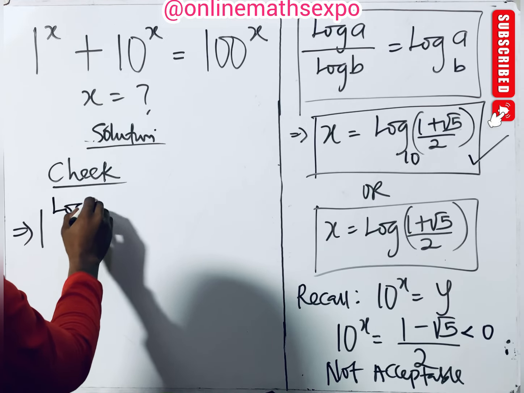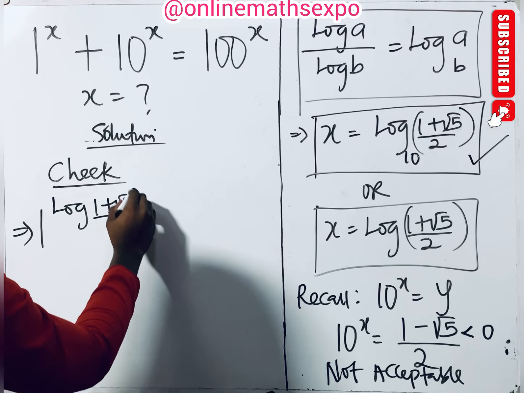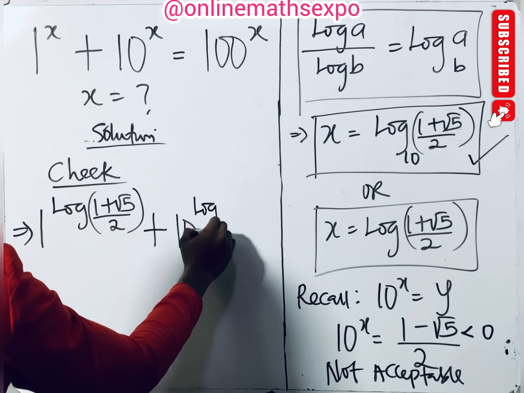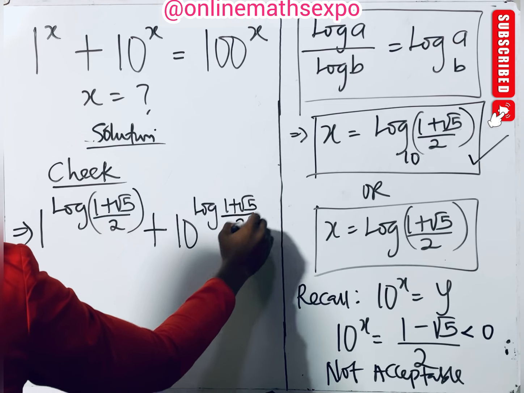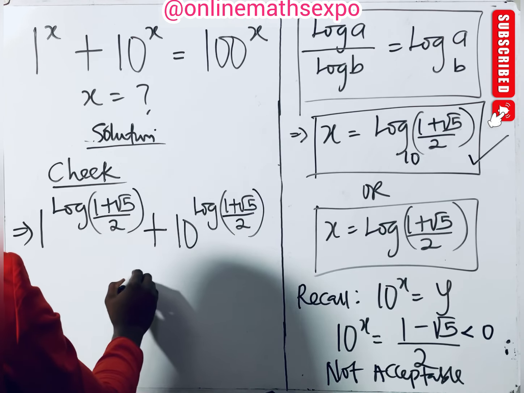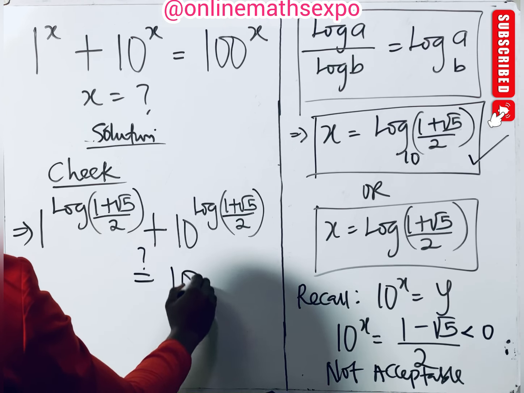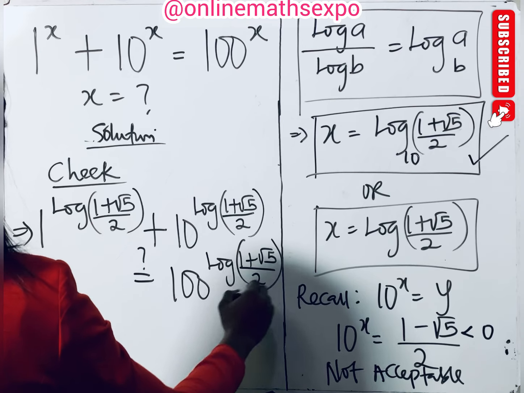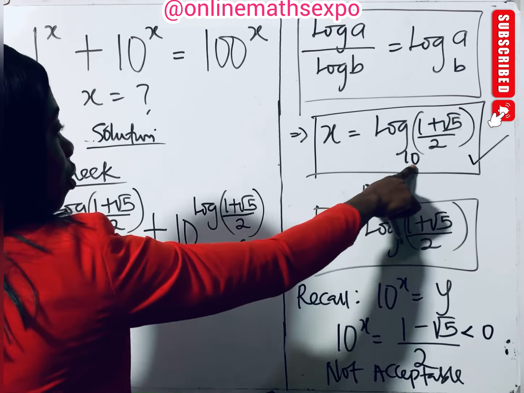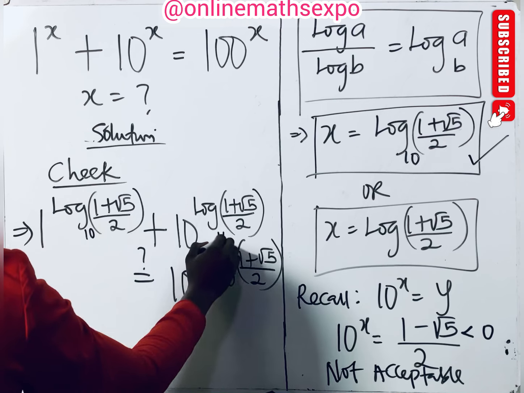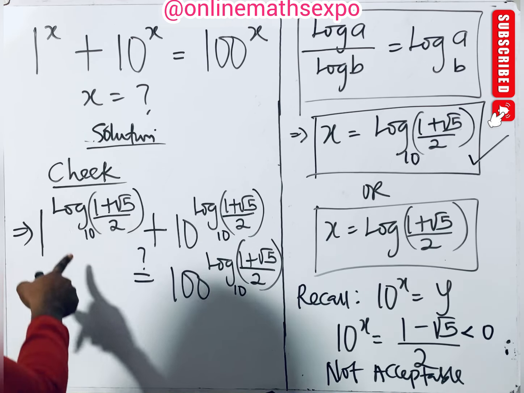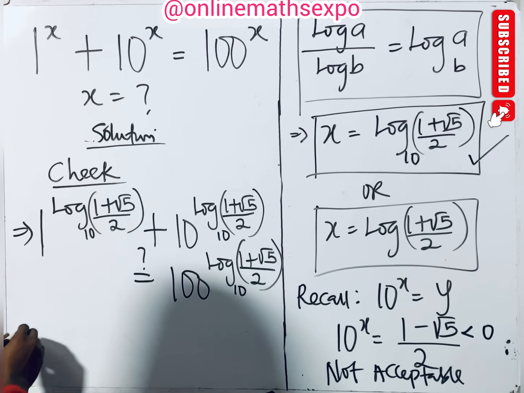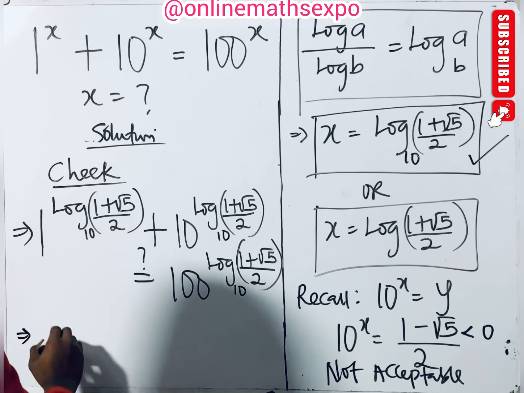So we have log of (1 plus root 5) divided by 2, then plus 10 raised to the power of log of (1 plus root 5) divided by 2. Will it be equal to 10 to the power of log of (1 plus root 5) divided by 2? Now remember, this is log of 10, so we can still return our 10. Okay, let's put the 10 there. Remember we said that whenever you raise 1 to any power, it gives you 1. So in that case, the whole of this is going to give us 1.